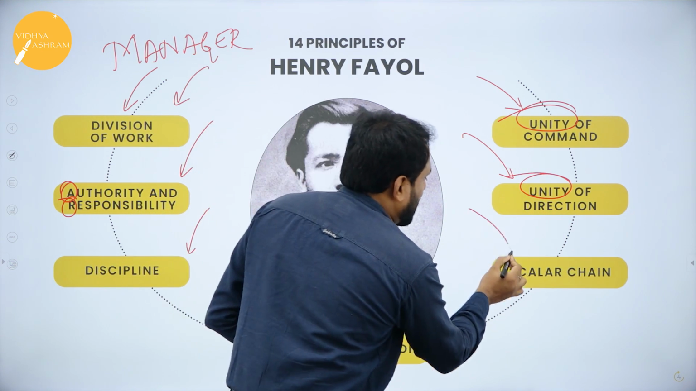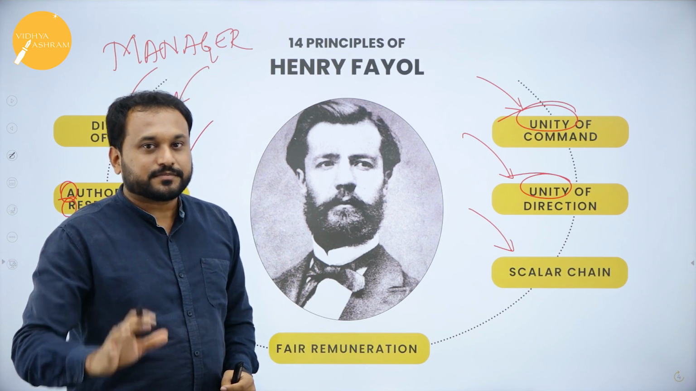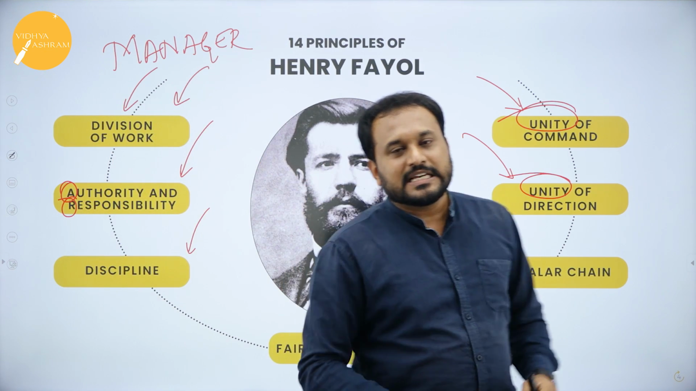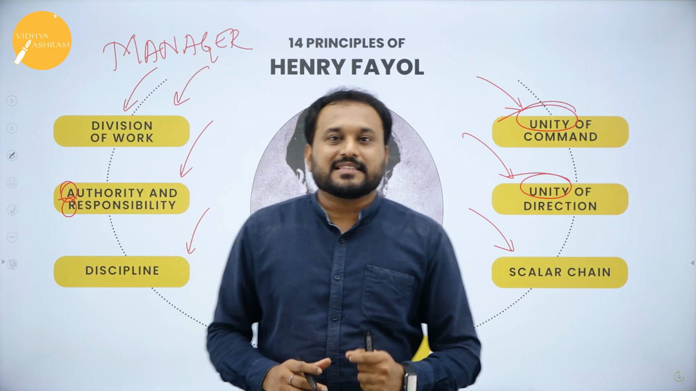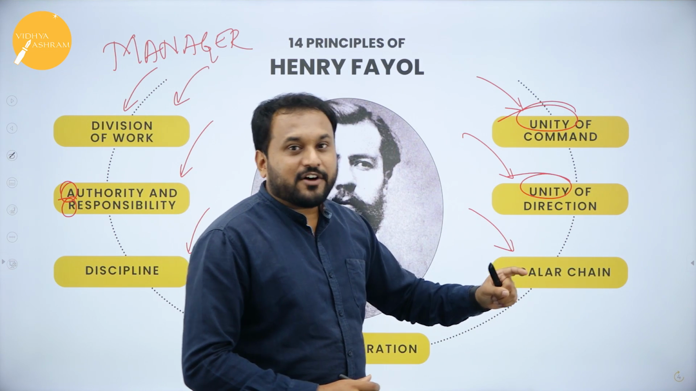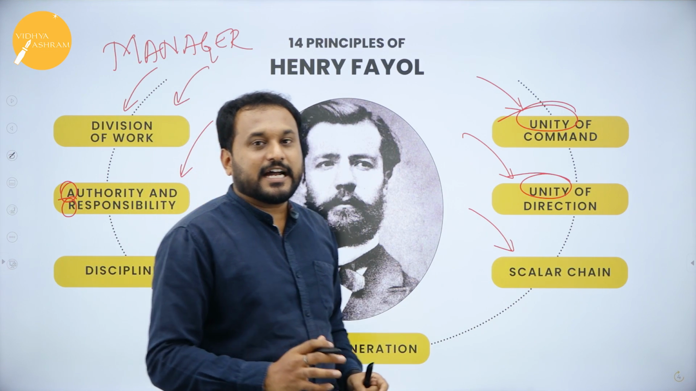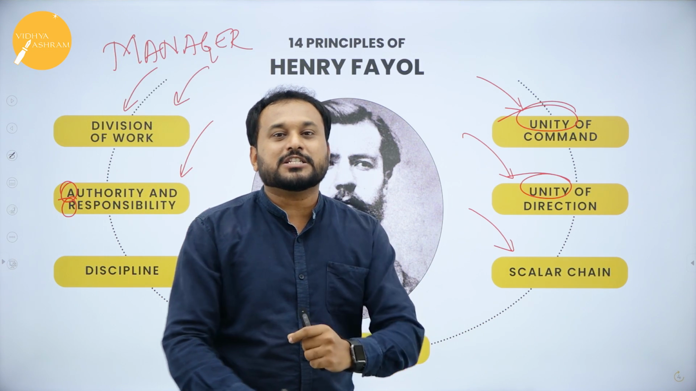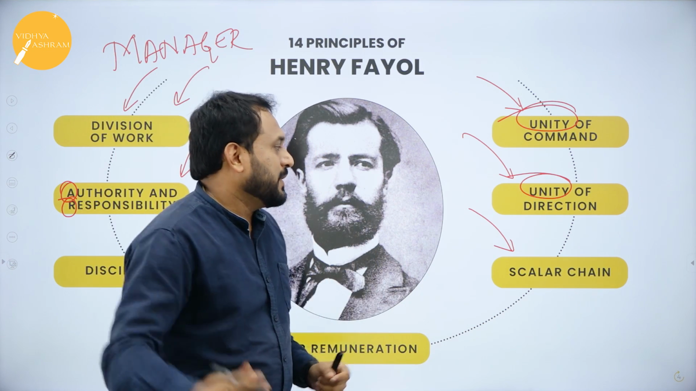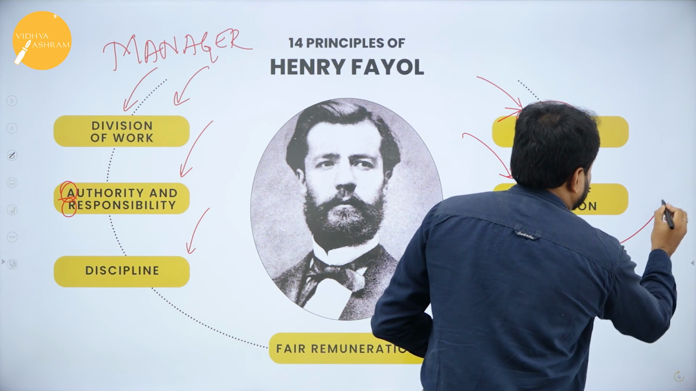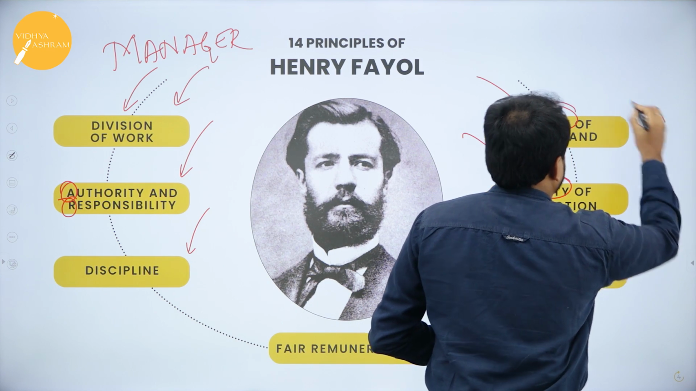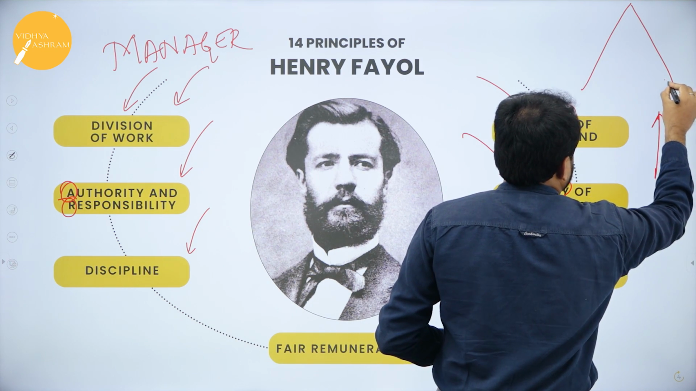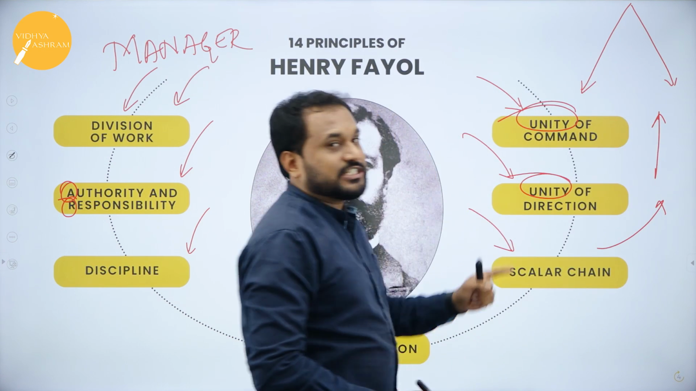The next thing is called scalar chain. Guys, this is a new term for you. Scalar chain is the way of communication which says that authority flows from top to bottom and responsibility goes from bottom to top. I'll give you an example here. Scalar chain will be like this.